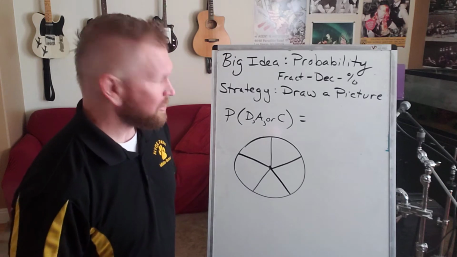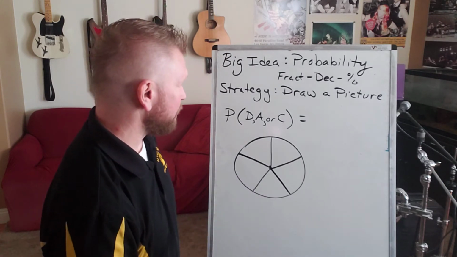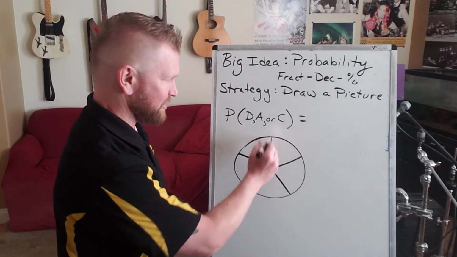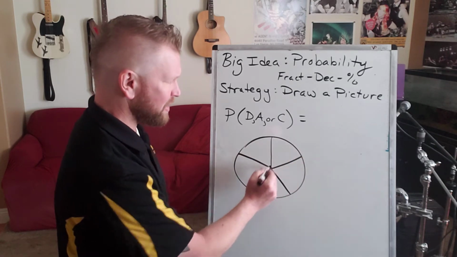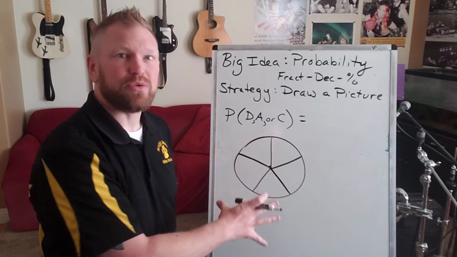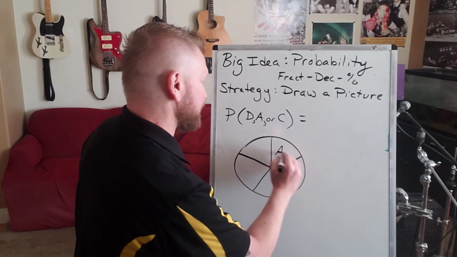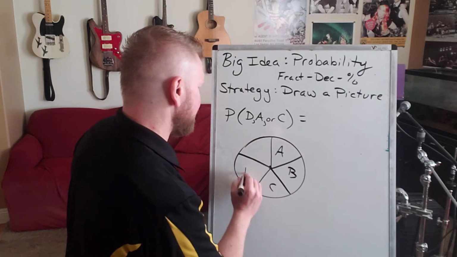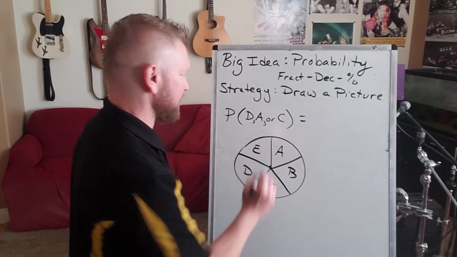Okay, so when I cut a circle into fifths, I try to imagine a person doing jumping jacks. Like this is the head, the arms, and the legs. And I try to get 5 equal sections. Okay, so we've got sections A, B, C, D, and E.